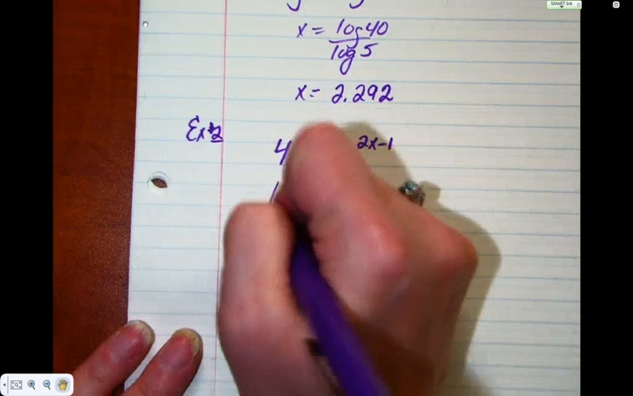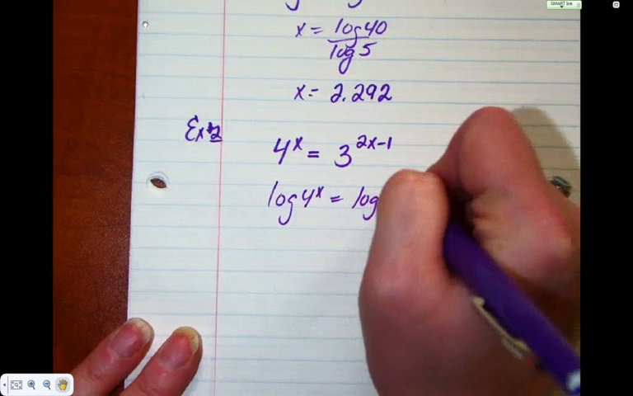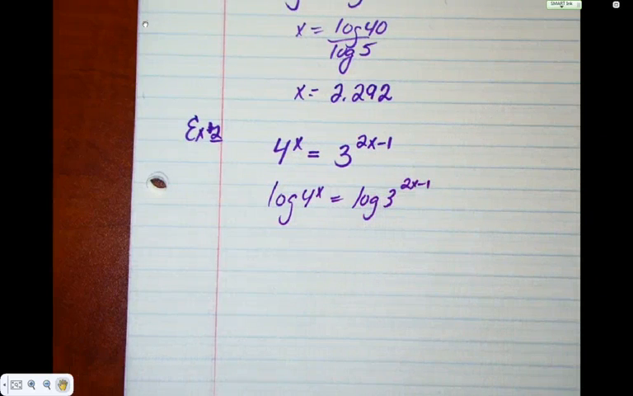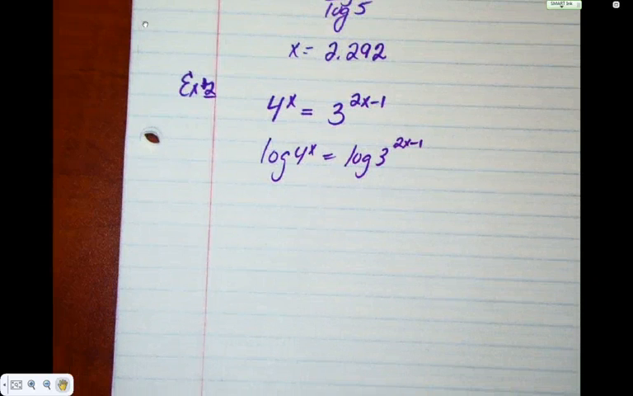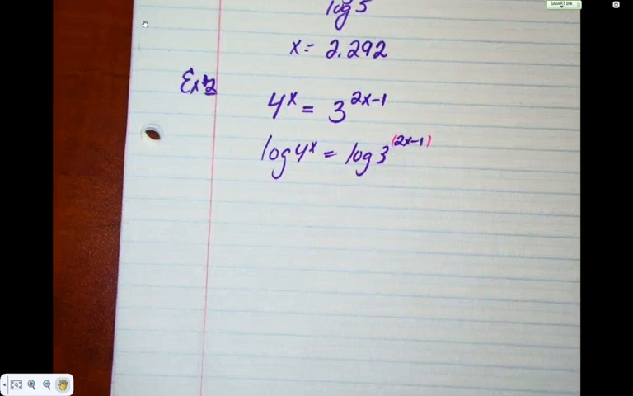So I'm going to put a log on each side. Again, you can use any base you want. We're choosing base 10 because we want to use our calculators. And I'm just going to bracket that exponent because it's a binomial. So some people are going to see the next step better once they bracket it.